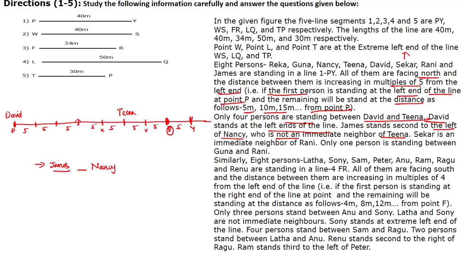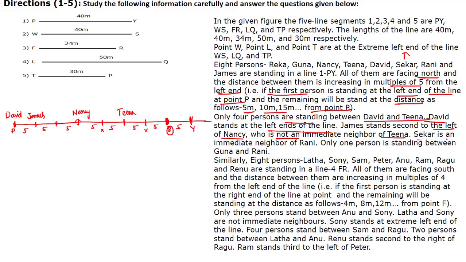Tina is already placed here. James cannot be placed here. So therefore Nancy cannot be placed here as well. If I put Nancy here, Nancy's second left, 1, 2. James can be here. If I put Nancy here, 1, 2. Already David is here, so James cannot be placed. Nancy cannot be placed here. There is only one chance, that Nancy has to be here. Nancy's second left, 1, 2. So James has to be at this particular place. I hope you got it.